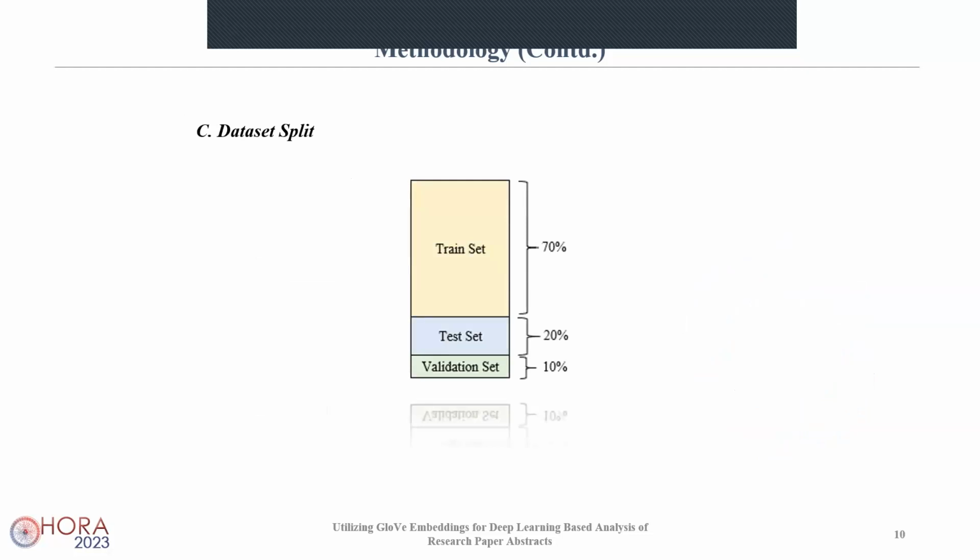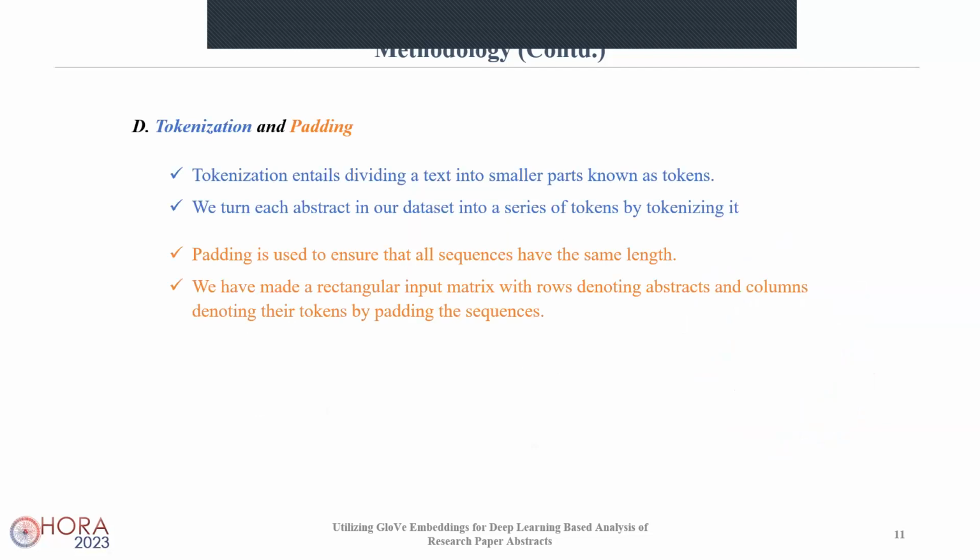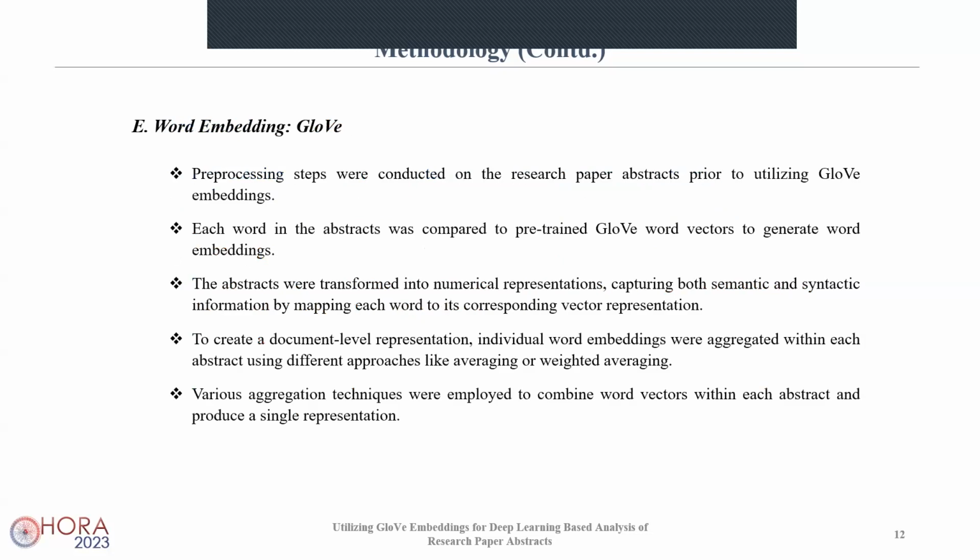Our dataset is divided into three subsets: the training dataset, the test dataset, and the validation dataset. The training dataset contains 70% of the data, the test dataset contains 20% of the data, and the validation dataset contains 10% of the data. Tokenization divides text into smaller units called tokens, facilitating analysis. Padding addresses the challenge of variable sequence lengths by adding zeros to create uniform matrices. Tokenization and padding enhance computational efficiency and enable advanced techniques that require fixed length inputs.